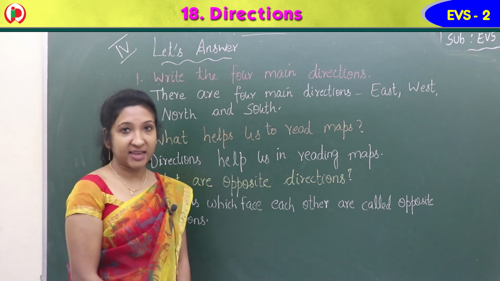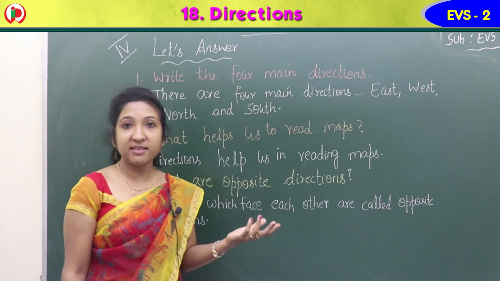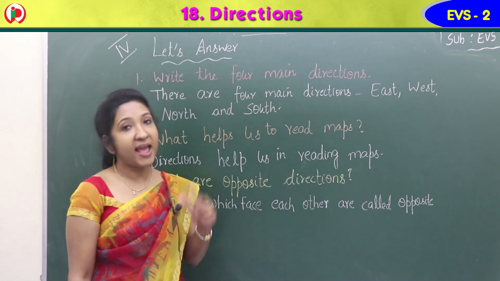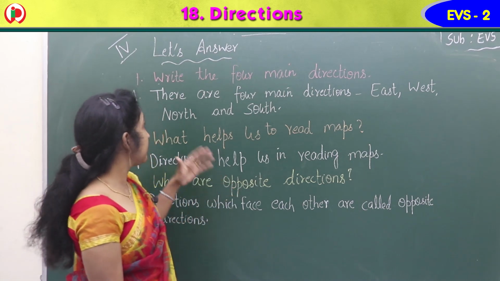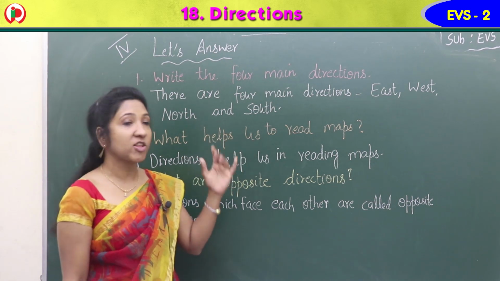Children, so our next exercise in the workbook is exercise 4. Let's answer. So there are few questions given. Read the question and answer to it. Okay? So the first question is, write the 4 main directions.